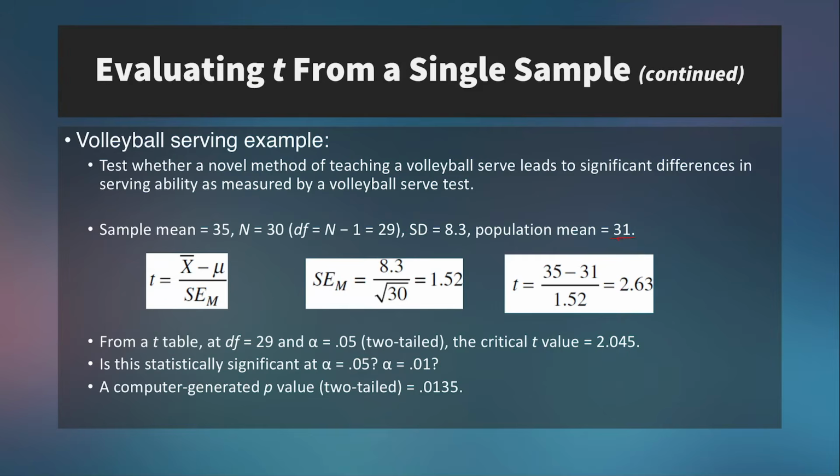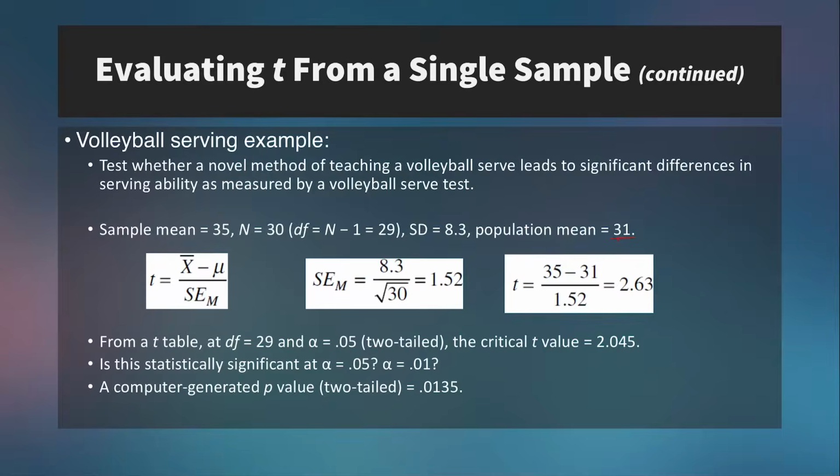But now there's this new method of teaching the serve, and the kinesiology department gives one instructor this new method, and they say, hey, we will compare these scores from your class to the rest of the population at the end of the semester. So the new sample mean, this new class of 30 students, so n equals 30, with the novel method for learning the volleyball serve, they score a 35 out of 60. The degrees of freedom would be 29 because it's n minus 1. And let's say that the standard deviation was 8.3.